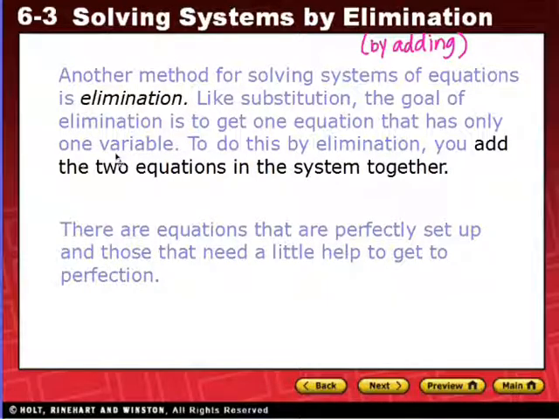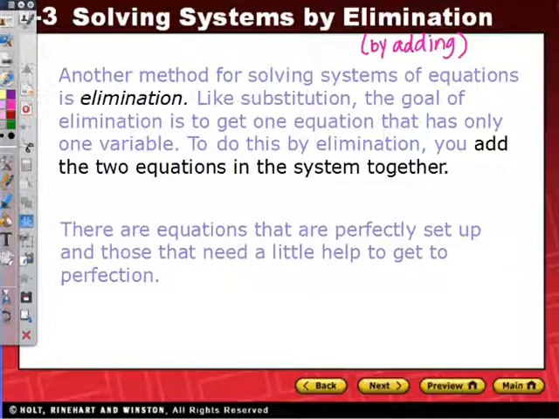Elimination is the third method that we're going to use to solve systems of equations. And just like with substitution, our goal here is to get one equation with one variable. And when we do this by elimination, we add the two equations in the system together. Now this feels kind of like magic, like what, you could just add the two equations together and then you can solve for one variable that way? Yeah, actually you can. And some equations are beautifully, perfectly set up for this already, and then there's others we have to do a little tweaking with algebra to put them into that form.